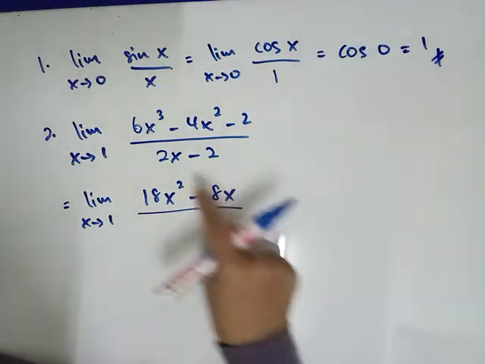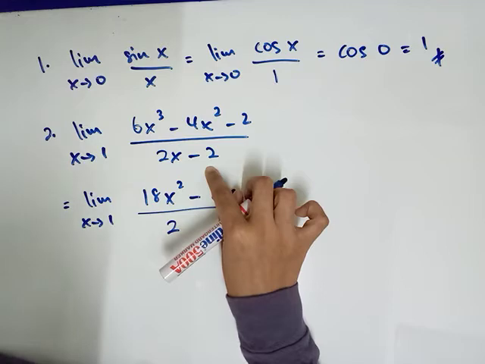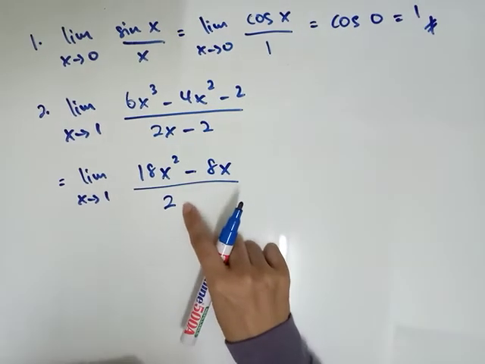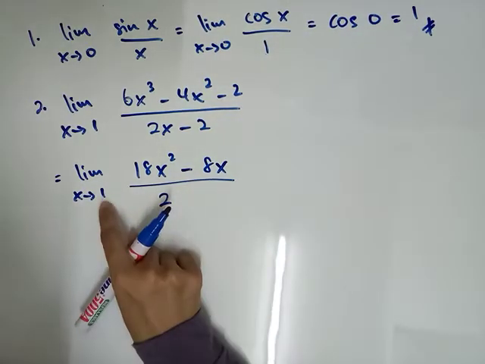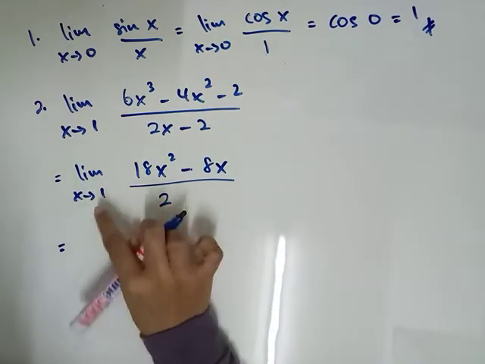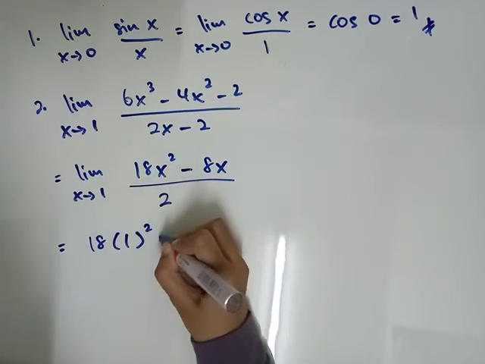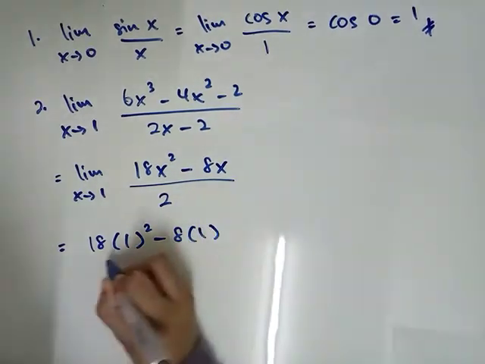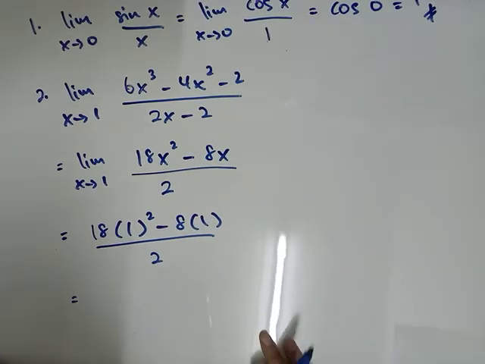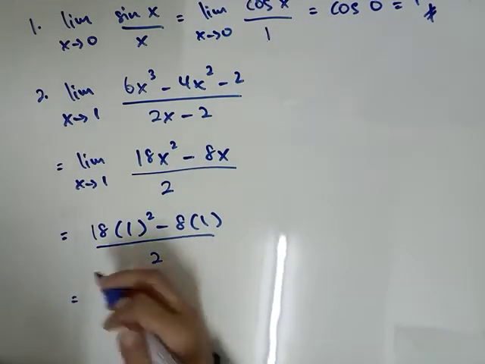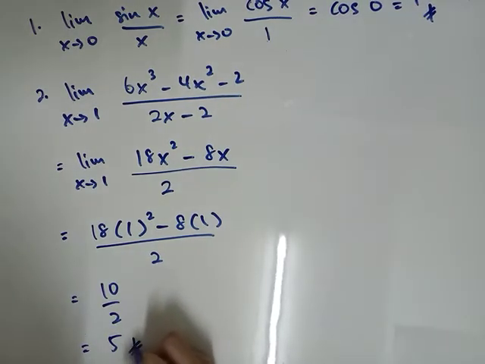Divided by, differentiate 2x, we get 2. Differentiate negative 2, we get 0. So this is a fixed number, so no need to differentiate again. We can apply this limit. Substitute 1 into x. So 18 times 1 to the power 2 minus 8 times 1, divided by 2. So 18 minus 8, we get 10. 10 divided by 2, we get 5. So this is the answer.